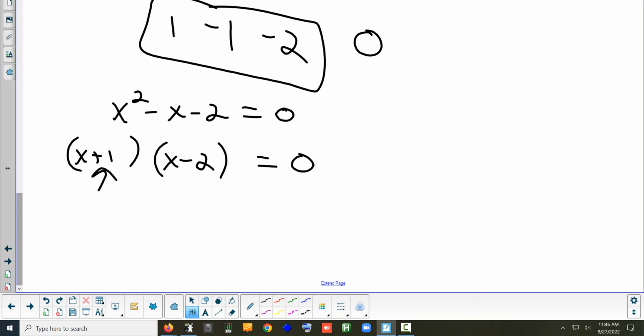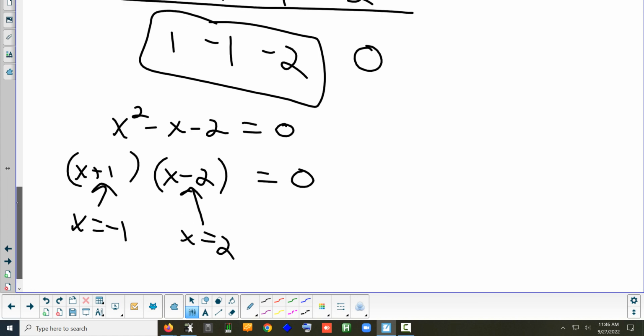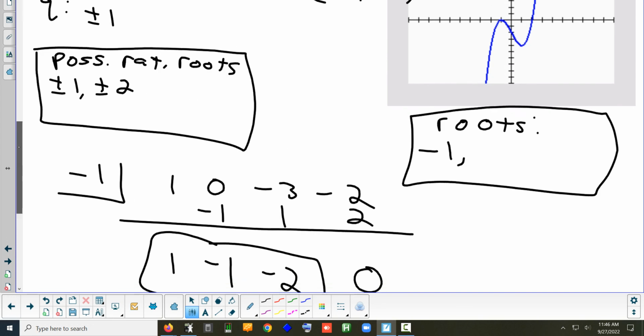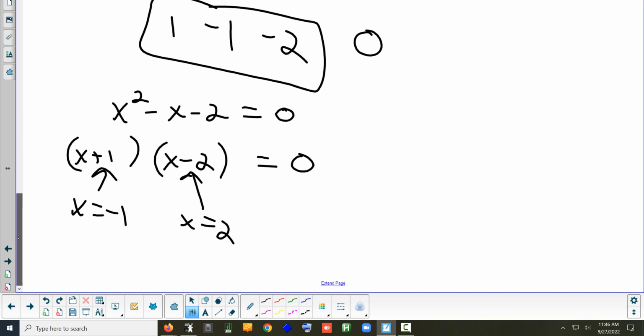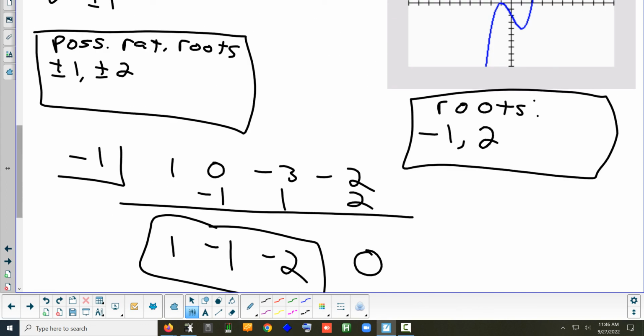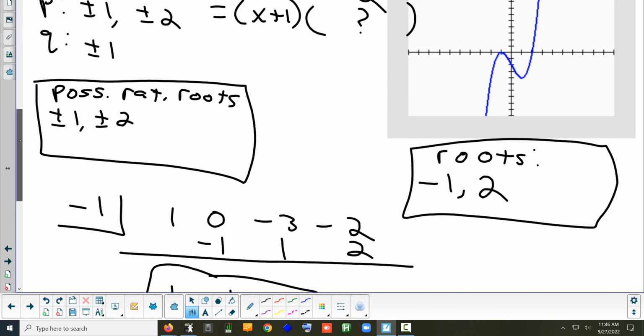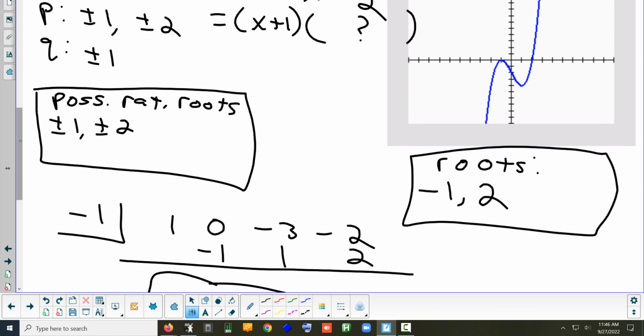So what would make this 0? Negative 1 again. And what would make this 0? 2. So the answers we get are negative 1, another negative 1, but we don't have to write it twice, and 2. And if we look at the picture, that confirms it touches the x-axis twice.